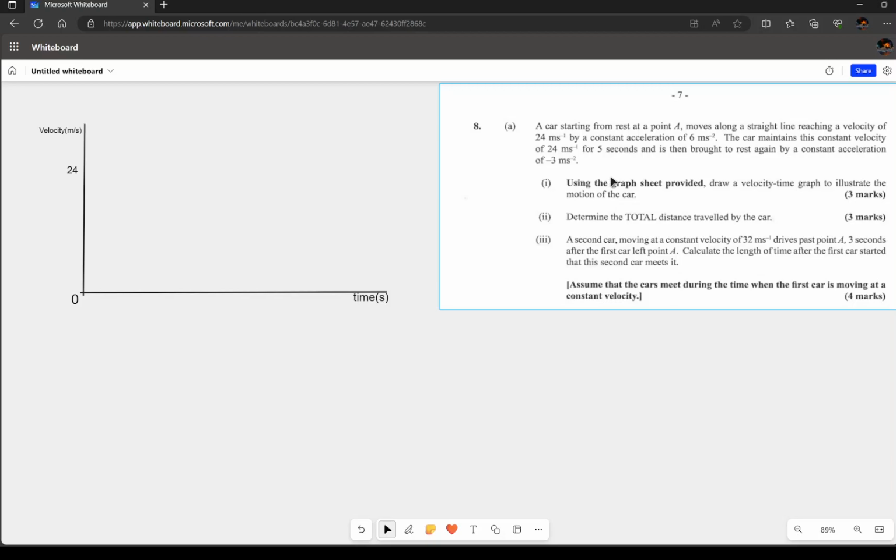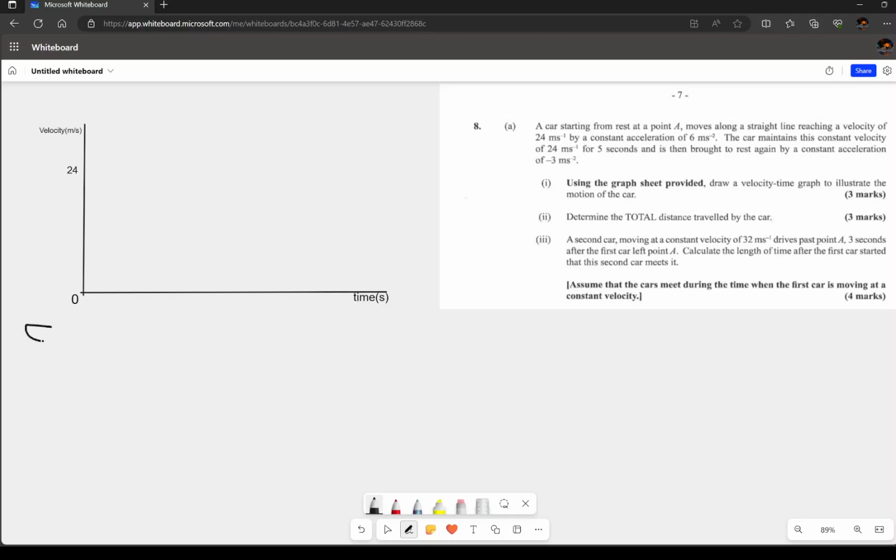And now we need to figure out some times. So what do we need to do? We need to figure out the time that it took for this acceleration to happen, so for it to go from rest to 24 meters per second. They gave us the time for the constant velocity, so we don't need to figure that out. And we also need to figure out the time that it took to decelerate back to zero at a rate of -3 meters per second squared. Okay, so let's get to doing that then.